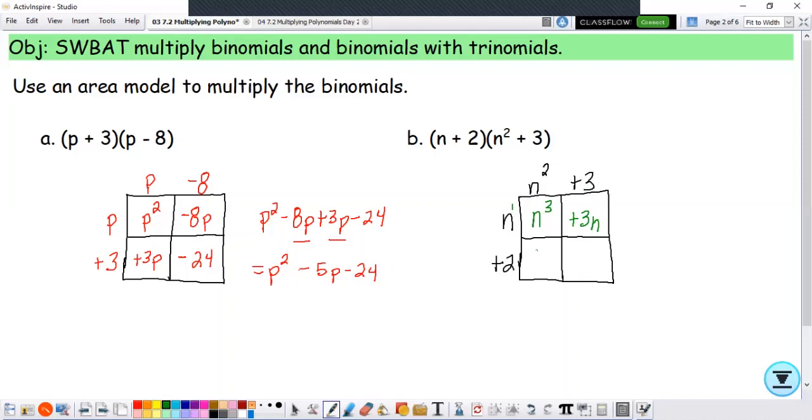2 times n squared is 2n squared. And 2 times 3 is plus 6. And this 2n squared is also a positive 2n squared. And when I write this, I'm going to write it in standard form, starting with the largest exponent. So we have n to the third plus 2n squared plus 3n plus 6. And this polynomial does not have any like terms, so that is our final product. That is our final answer.